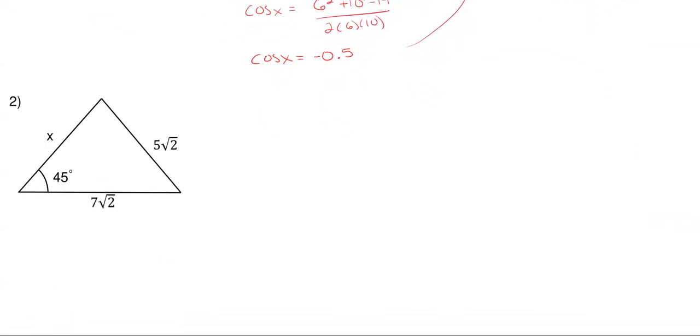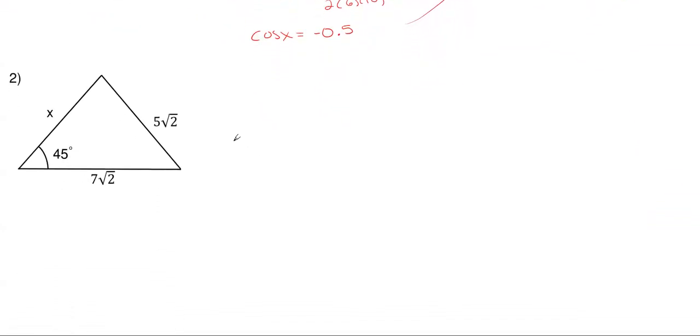Alrighty, so moving on to our second triangle here. Let's see what's going on. Well, first off, the X that we have to find is now a side of the triangle. We have the other two sides of 5 times the square root of 2, and this one is 7 times the square root of 2, and we have an internal angle right here at 45 degrees.